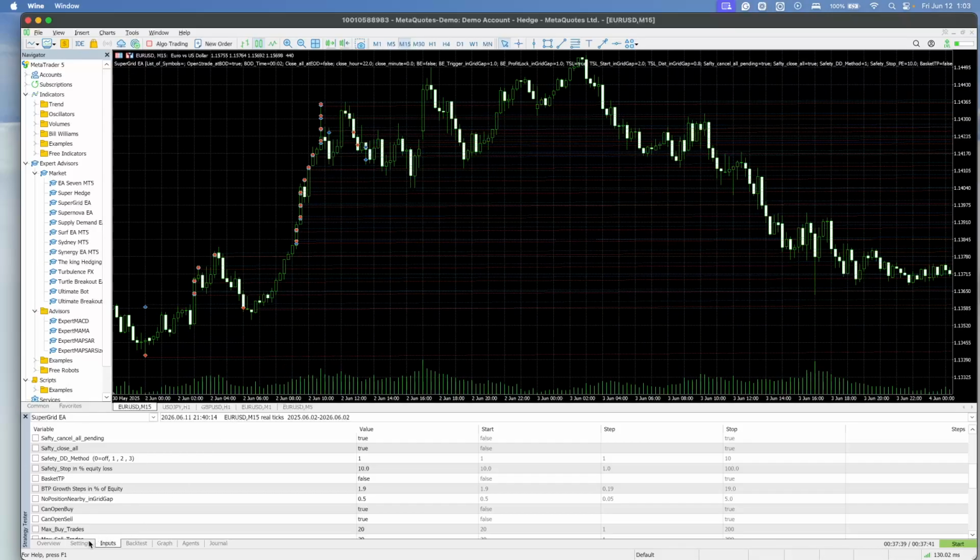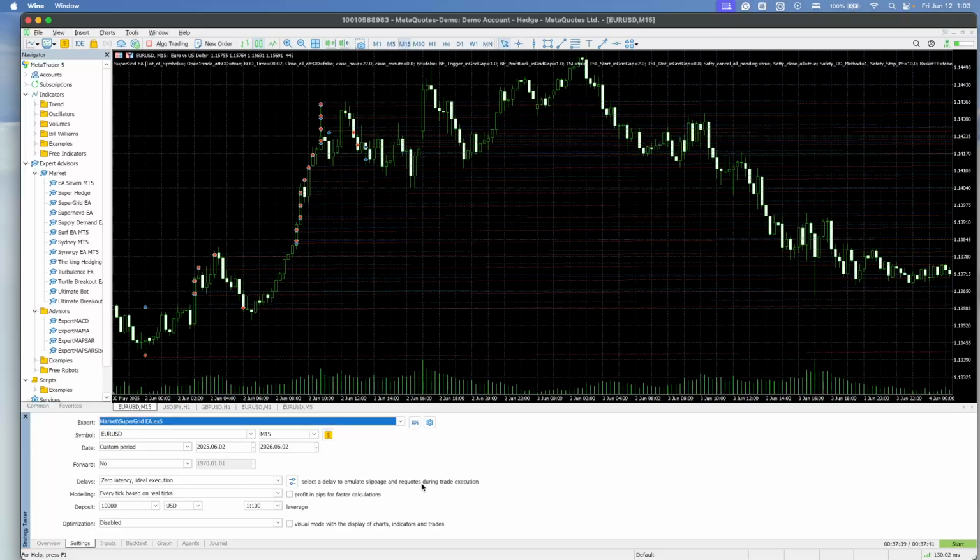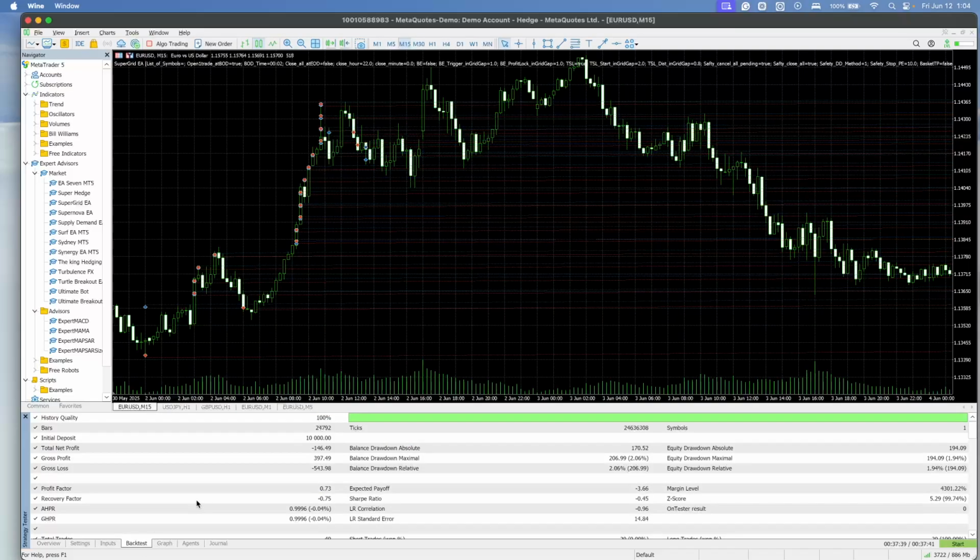Now, I ran my backtest on EURUSD on the 15-minute time frame. EURUSD is a popular pair, and the 15-minute time frame is a generally accepted time frame for trading. So I decided to run it on EURUSD on the 15-minute time frame, and it was run from June 2025 to June 2026 with a $10,000 deposit. The total net profit came in at a small loss of about $146. Also, the profit factor is 0.73, and the max equity drawdown stayed low, around 2%.